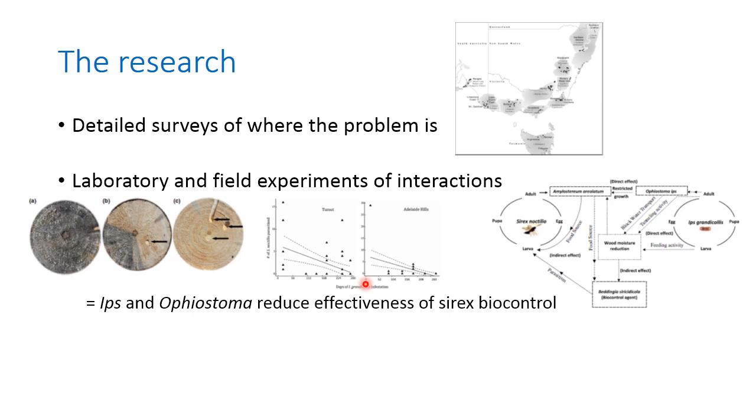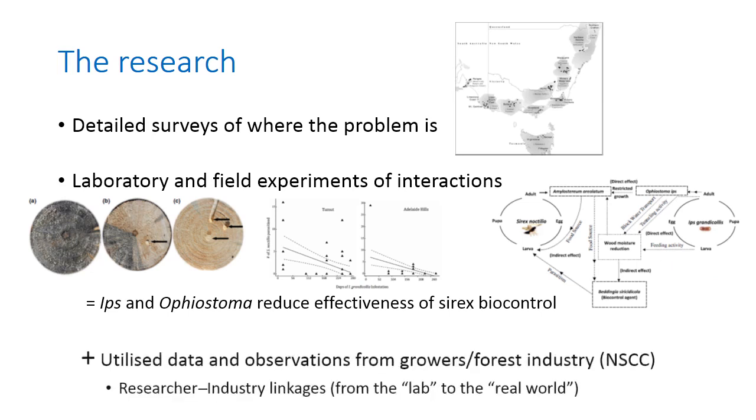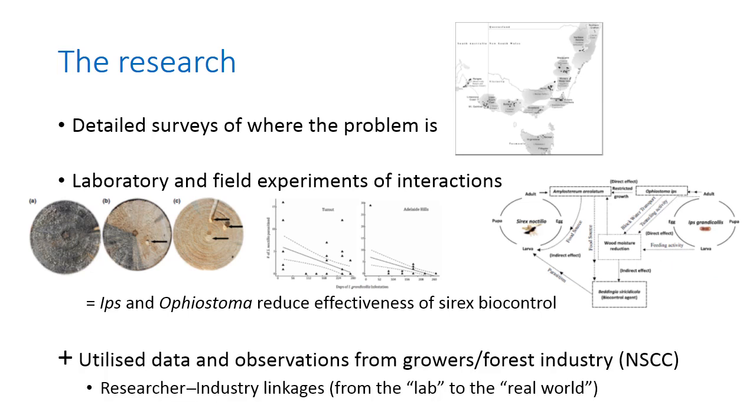Through this research, we found a range of direct and indirect effects of Ips attacking our Sirex trap tree plots. The other thing we did in this research was utilise data and observations from growers from the forest industry via our National Sirex Coordination Committee. It's important to have these strong links between the researchers and the industries, and this helps for the outcomes from the research to be owned and taken up by industry.